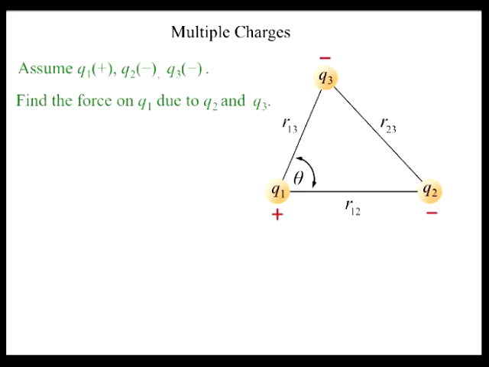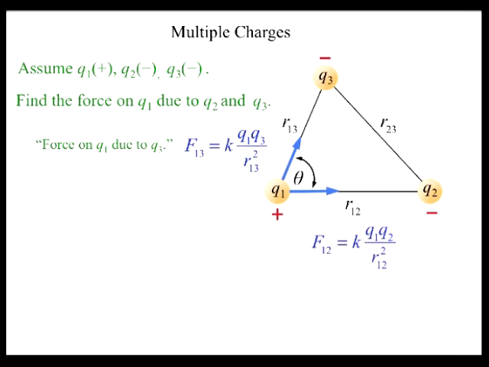We can start by drawing in the forces without knowing the magnitudes. This will set up the basic geometry of the problem. Since Q1 is positive and the other two are negative, and we know the forces must point along the lines joining the charges, we have one force pointing along R13 from Q1 to Q3, and the other pointing along R12 from Q1 to Q2. The magnitudes of these forces are given by Coulomb's law. F13 equals K Q1 Q3 divided by R13 squared, and F12 equals K Q1 Q2 divided by R12 squared.